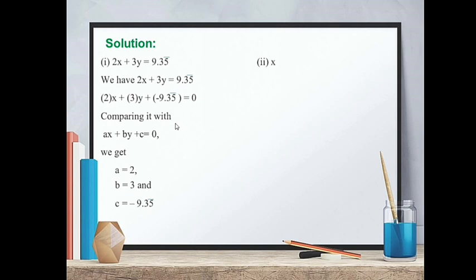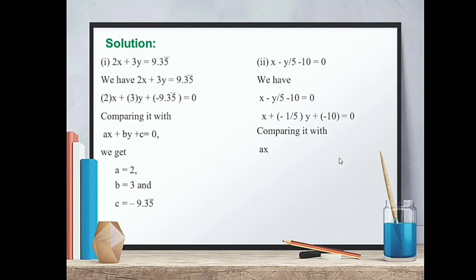Then the next question, it is given x minus y by 5 minus 10 equals to 0. So we have this equation, and we can write it in the form as x plus minus 1 by 5 into y plus minus 10 equals to 0. Now we are going to compare it with the standard form. So what we did here it is given minus y by 5, so we have represented it as minus 1 by 5 into y, and then plus minus 10. Now we will compare it with the standard form of linear equation in two variables. So this is the standard form, that is ax plus by plus c equals to 0.